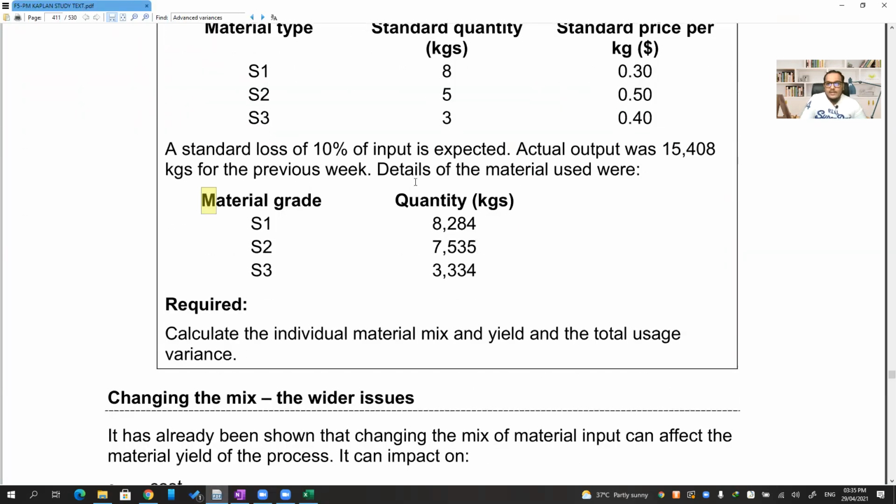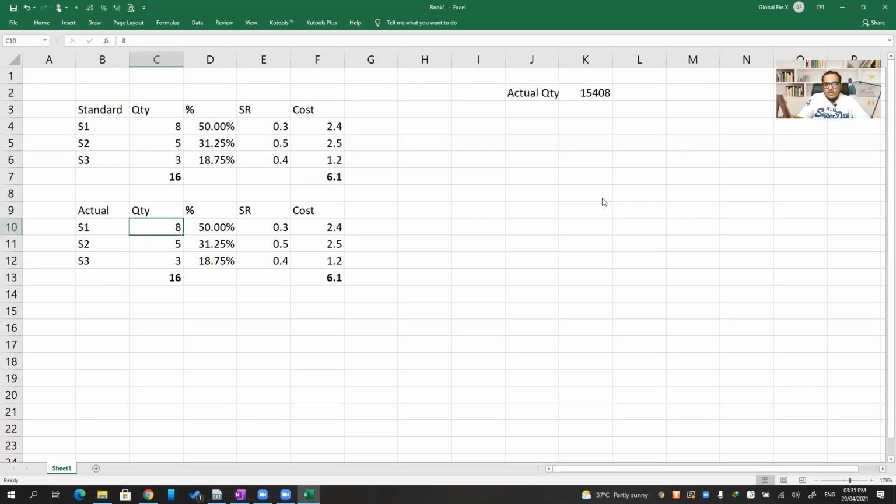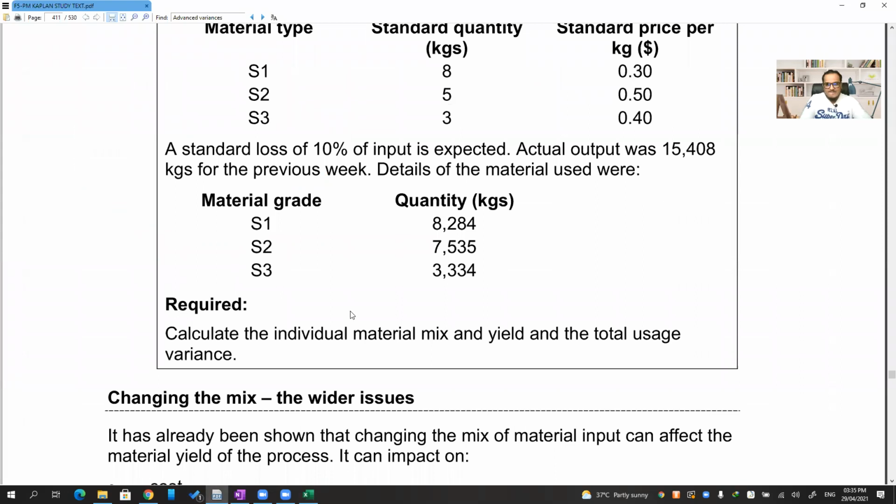Details of the material used are given. Here I'm going to take the actuals. I'm just going to copy this entire thing, paste it here and change it to actual. Quantity consumed is 8284, then 7535, and 3334. Calculate the individual material mix and the yield and the total usage variance.